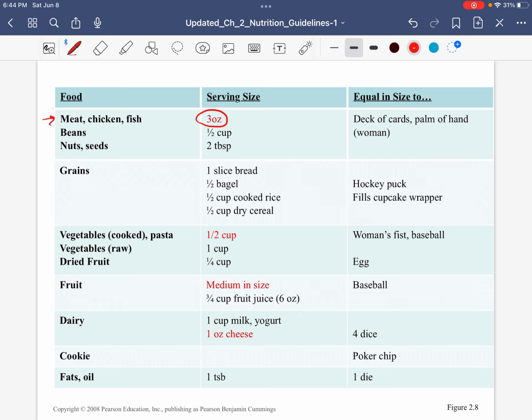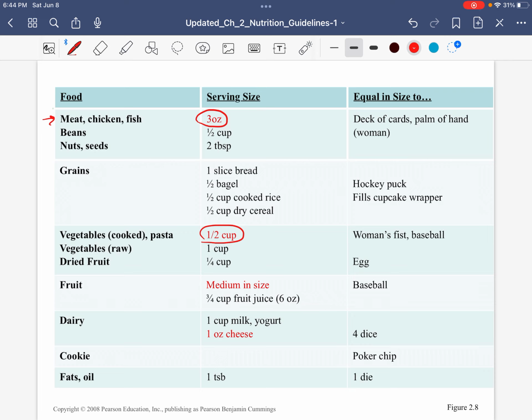I'm asking you to know cooked veggies and pasta, half a cup. That is not much. I mean, vegetables you might not have a problem with, even though you should be eating more. But pasta, half a cup. I mean, I think I probably have 2 cups. So again, it's fine sometimes, but it's important to consider.